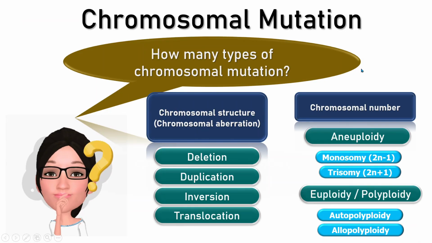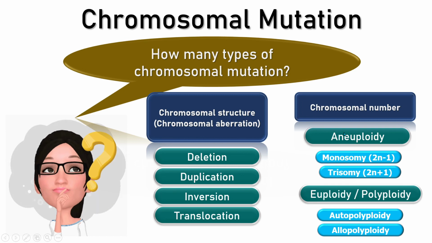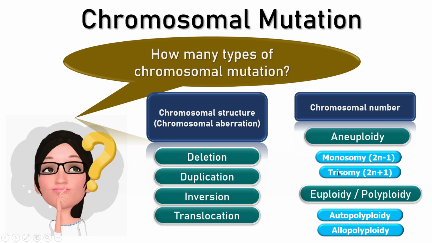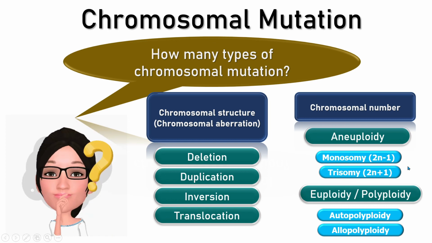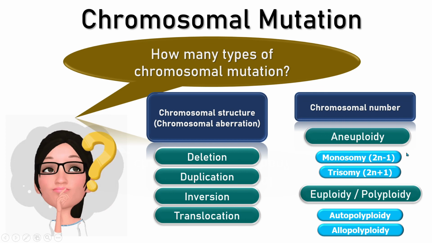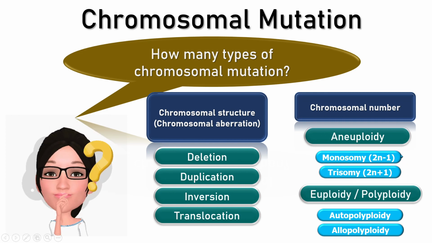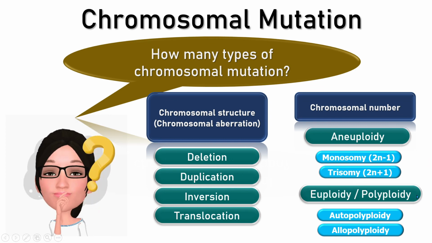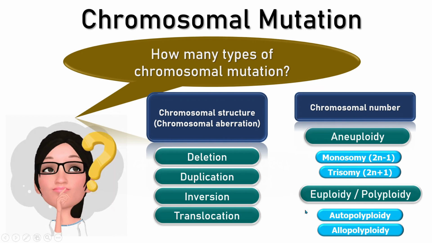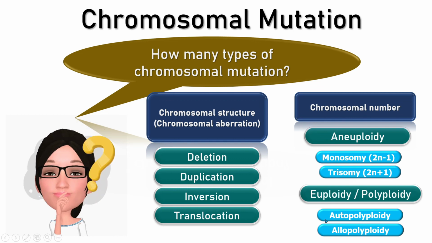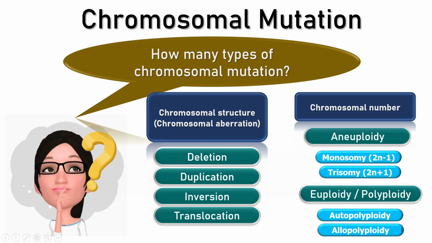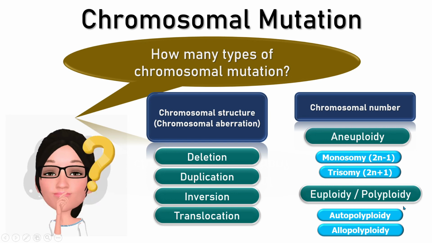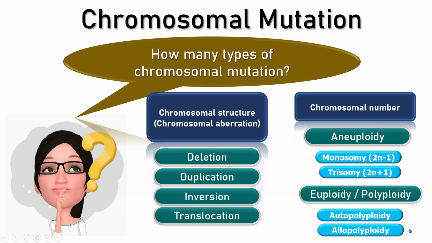As a conclusion, in chromosomal number mutation, Aneuploidy divides into monosomy, 2n-1, and trisomy, 2n+1, where one chromosome has one copy less or an extra copy, while Euploidy or Polyploidy divides into Autopolyploidy and Allopolyploidy, where the whole set of chromosome numbers is changed, either coming from the same species or different species.